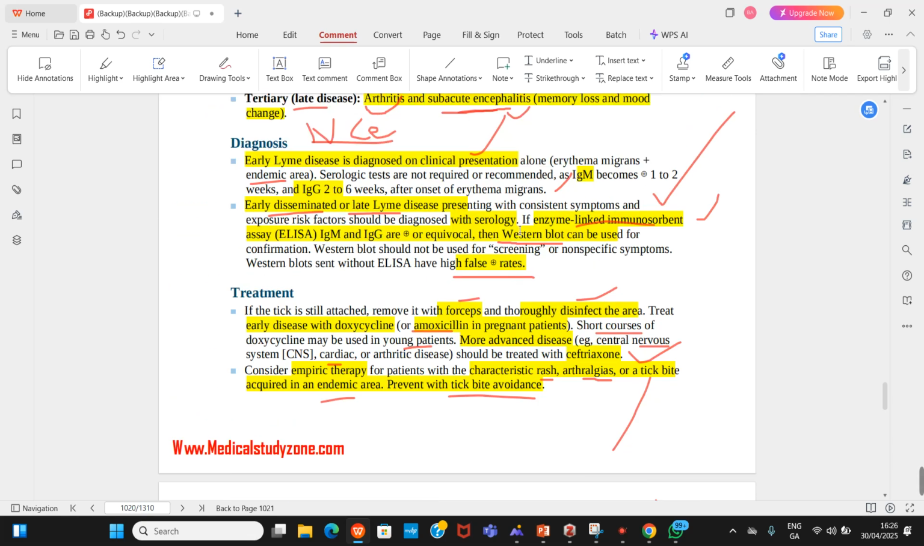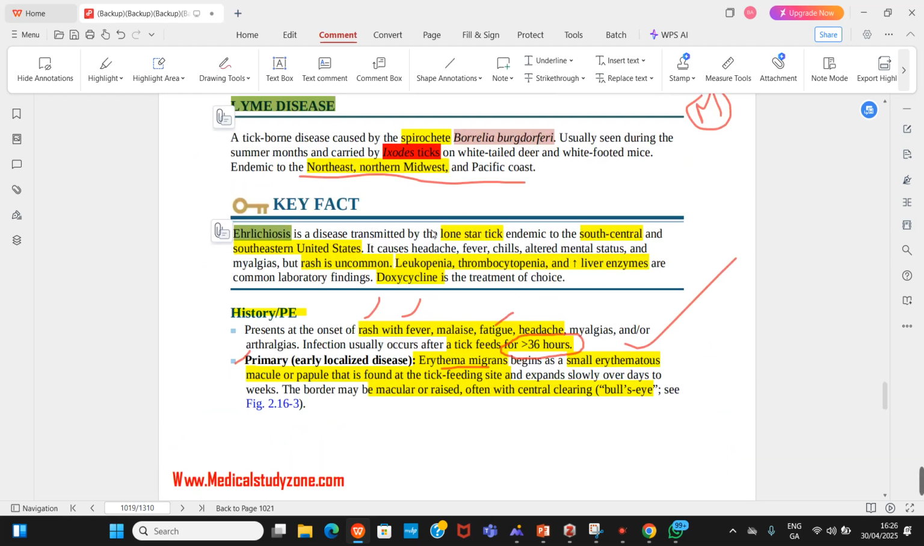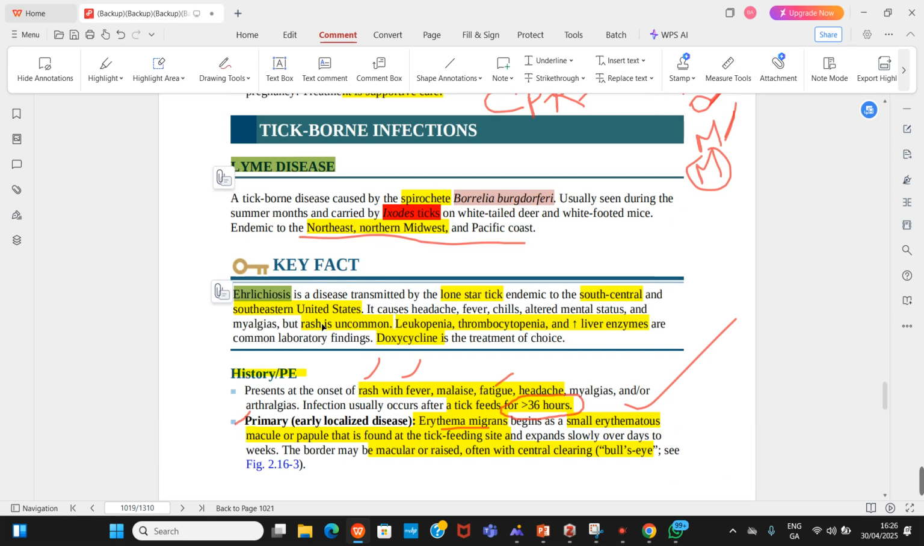Borrelia. So let me mention something about ehrlichiosis here, just as a side note. Ehrlichiosis is a disease transmitted by the Lone Star tick, not the Ixodes tick, and it's very common in the South Central and Southeastern US. They can have constitutional symptoms: headache, fever, chills, altered sensorium, and the likes. They don't typically have rash. But they can have derangement in blood work, like leukopenia, thrombocytopenia, elevated liver enzymes.